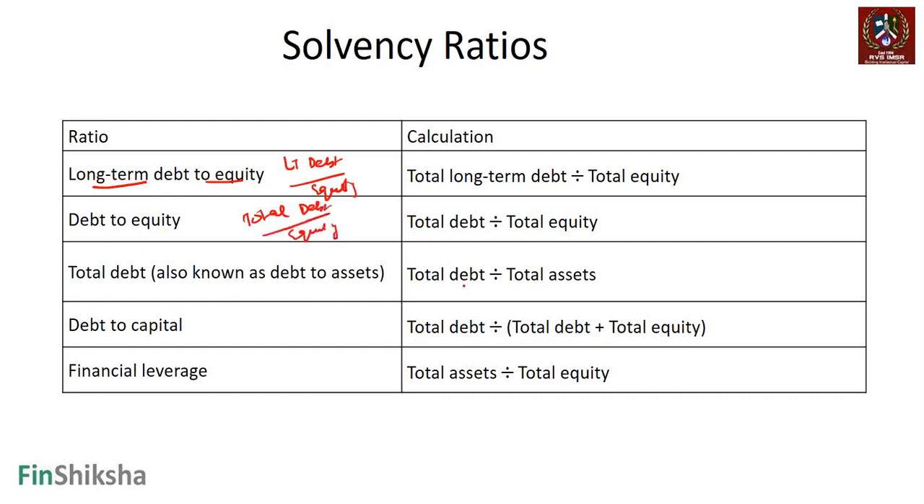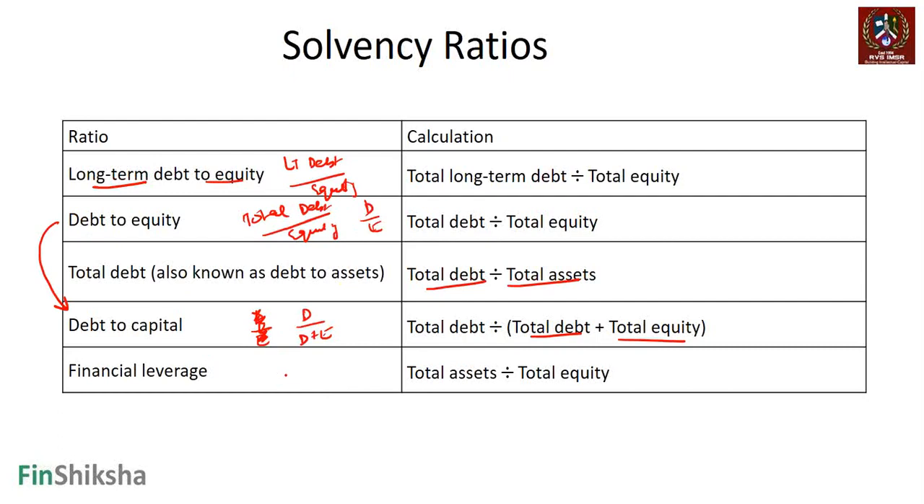Right? And then you can take total debt by total assets, debt to capital, which is total debt divided by total debt plus total equity. That's an extension of debt to equity ratio. So debt by equity or debt by debt plus equity. That's the difference. This is D by E and this is D by D plus E.